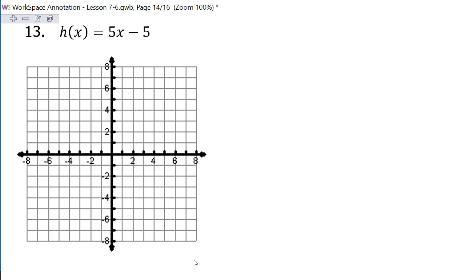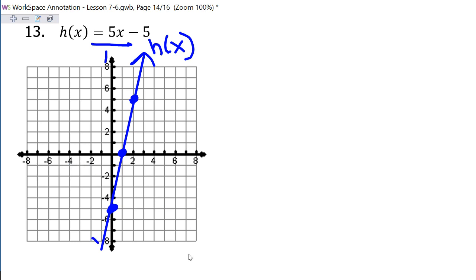Number 13, what's the y-intercept? -5. Slope needs to be a fraction, so this needs to be 5/1. So I need to rise 5, run 1, rise 5, run 1. So if the rise is positive, make sure you're going up. And we need to label this one. This one is h of x, so make sure you labeled yours. So h of x.